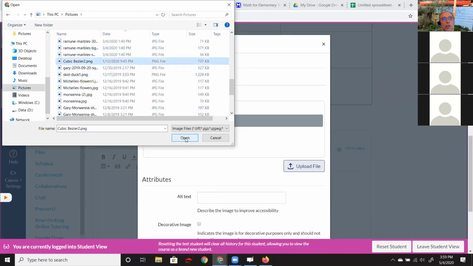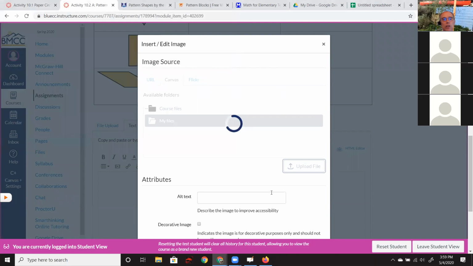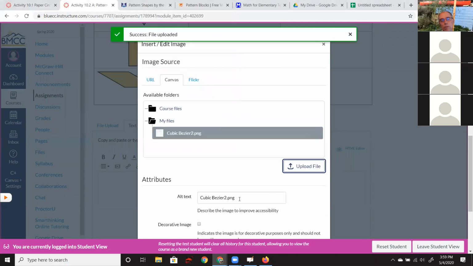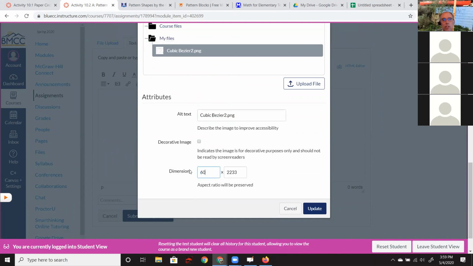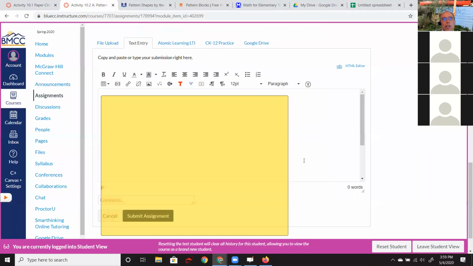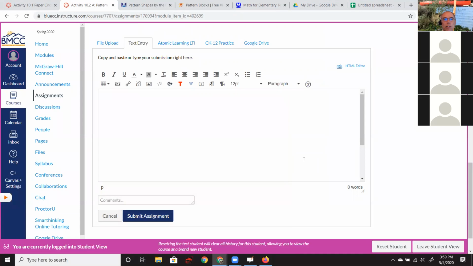The picture I want to insert in there, and then I can drop it in. The alt text is optional. It puts the name of the image in there, and then you can adjust the size. Mine's 3000, so if it came from your phone, it's going to be huge. You definitely want to scale that down, maybe to 600 or smaller, and then you can drop it in there. And 600 was pretty big.